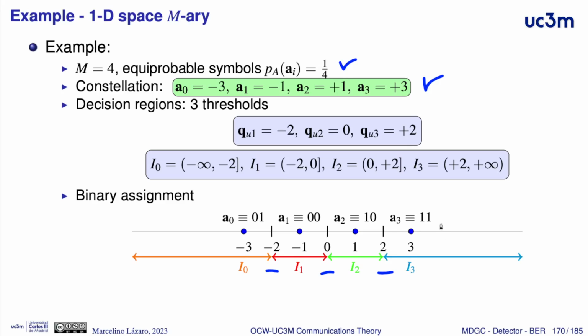In this case, the binary assignment follows a gray encoding. We can see that symbols at minimum distance have binary assignments that differ in a single bit, and we are going to compute the probability of error.